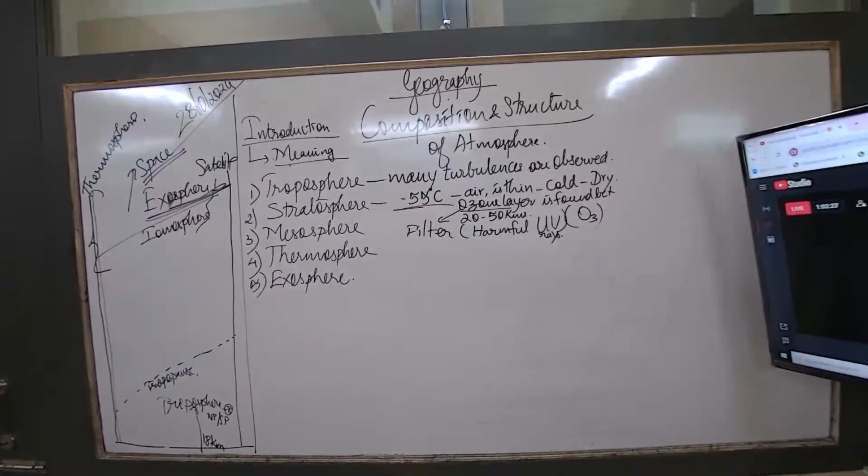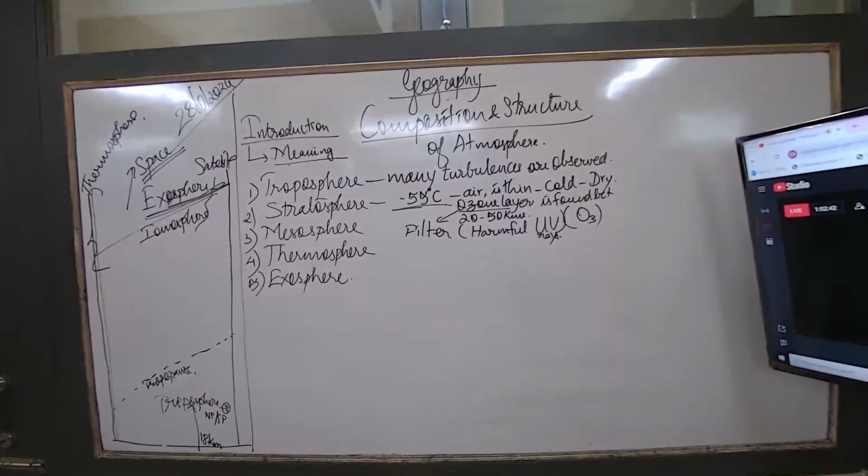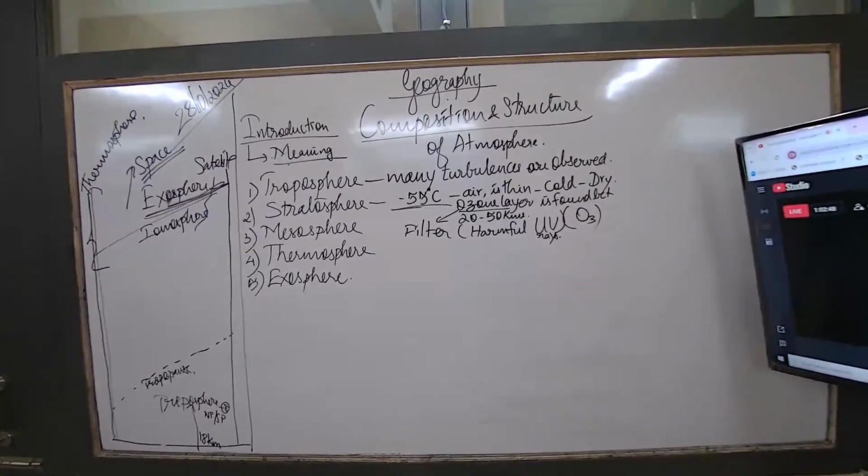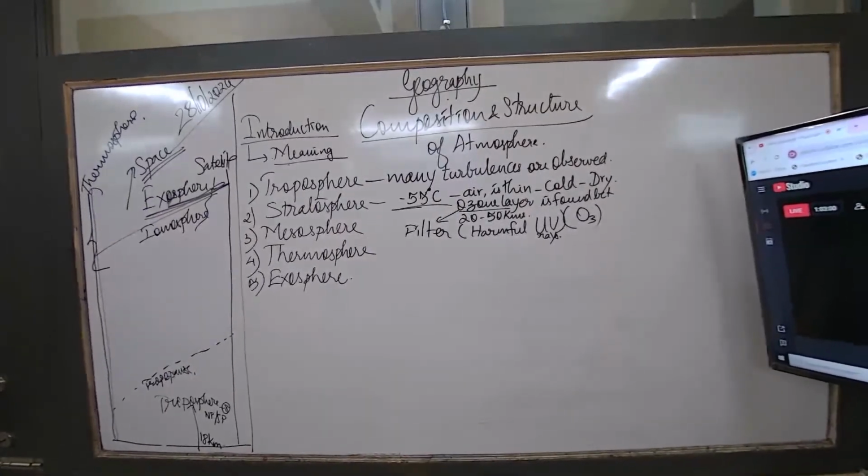Next, exosphere. Uppermost layer. There is no layer beyond this; it ends here. Uppermost layer, which lies between 400 to 1500 kilometers.